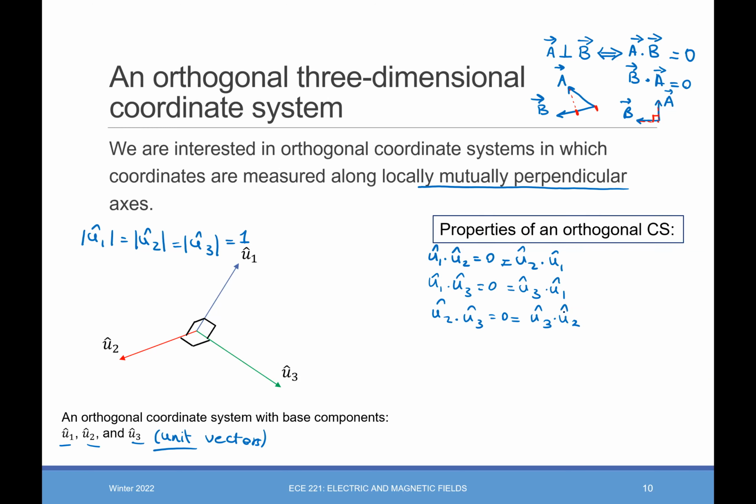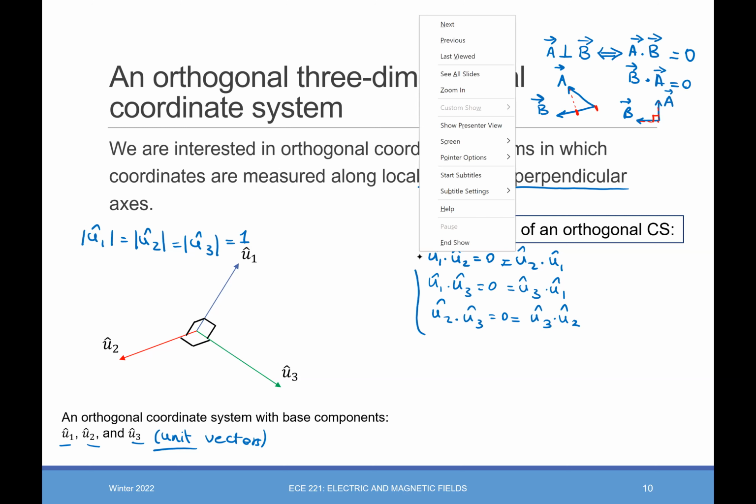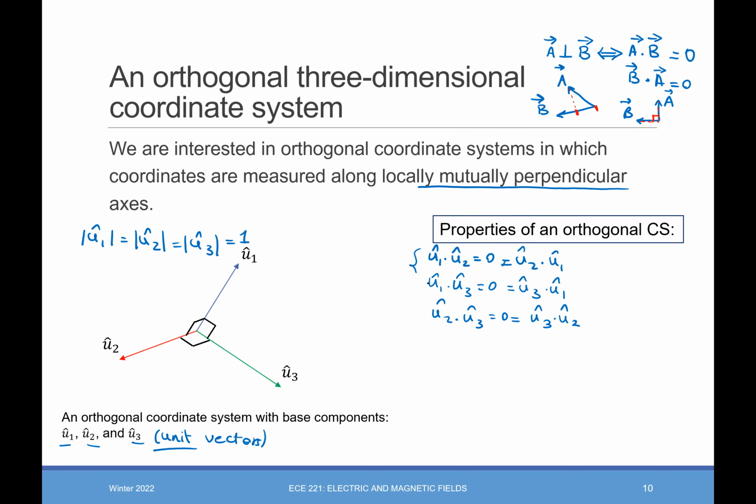So you see, we translated these mutually perpendicular axes to something that is mathematical, right? Now, another important thing about orthogonal coordinate systems is that these unit vectors compose what we call a rotation circle.